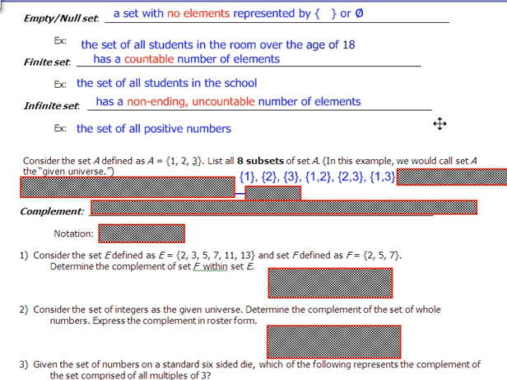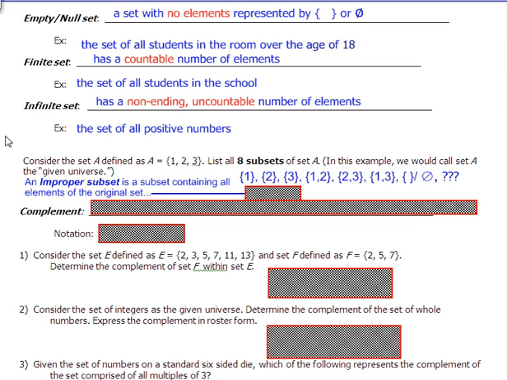One of them you might be thinking of, and it's a little abstract, and that is the empty set or the null set. That is a subset of our given set. But what is that last 8th set? That is called an improper subset, and it's a subset containing all of the elements of the original set. So we're saying that {1, 2, 3} is a subset of {1, 2, 3}. It kind of seems redundant, but it is considered a subset, albeit an improper subset.